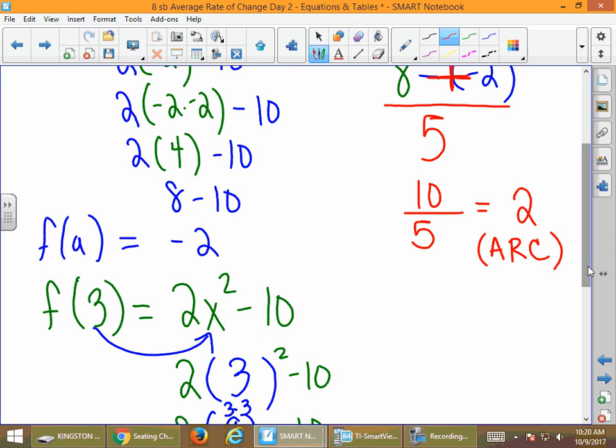Reminder that the average rate of change is slope. So that's what we just came up with here. It's just slope calculated with function notation.